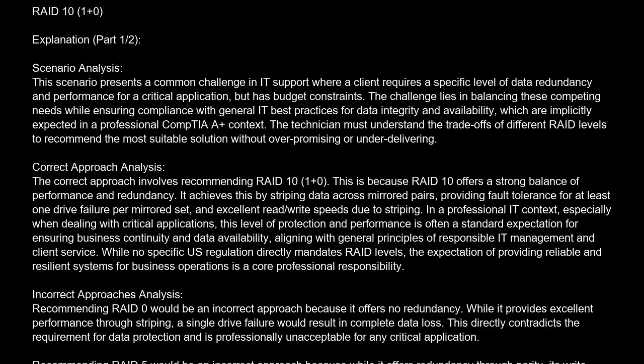Correct approach analysis. The correct approach involves recommending RAID 10 (1+0). This is because RAID 10 offers a strong balance of performance and redundancy. It achieves this by striping data across mirrored pairs, providing fault tolerance for at least one drive failure per mirrored set, and excellent read/write speeds due to striping. In a professional IT context, especially when dealing with critical applications, this level of protection and performance is often a standard expectation for ensuring business continuity and data availability, aligning with general principles of responsible IT management and client service.